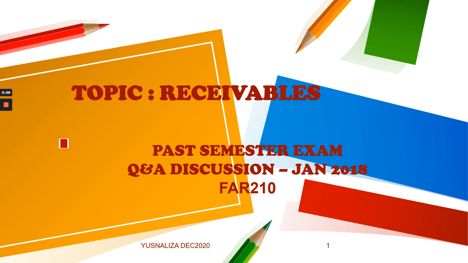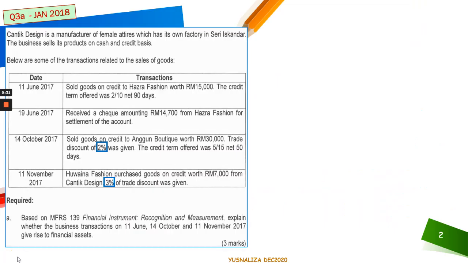Today we will be discussing a question on receivables, which is under MFRS 9, equivalent to IFRS 9 Financial Instruments, and we are going to discuss a question related to FAR 210, the exam question from January 2018. Okay, let's start. Let's look at the question. This is question 3A, January 2018.